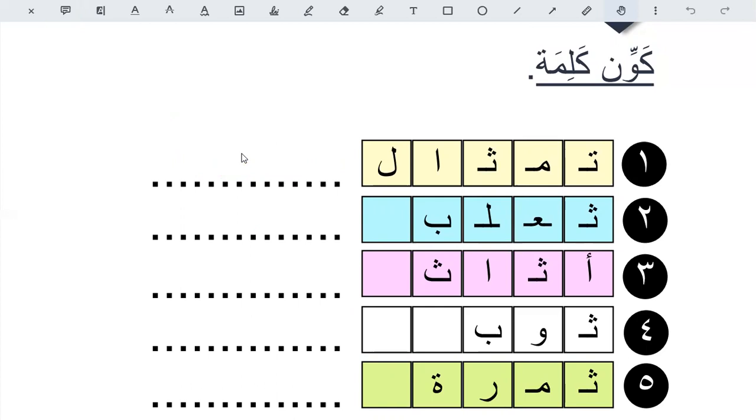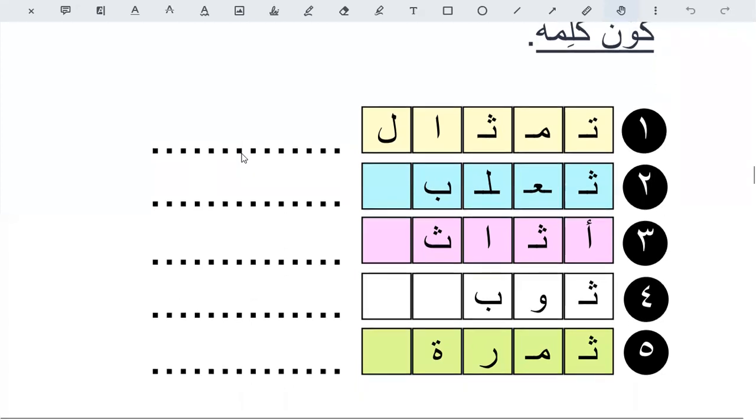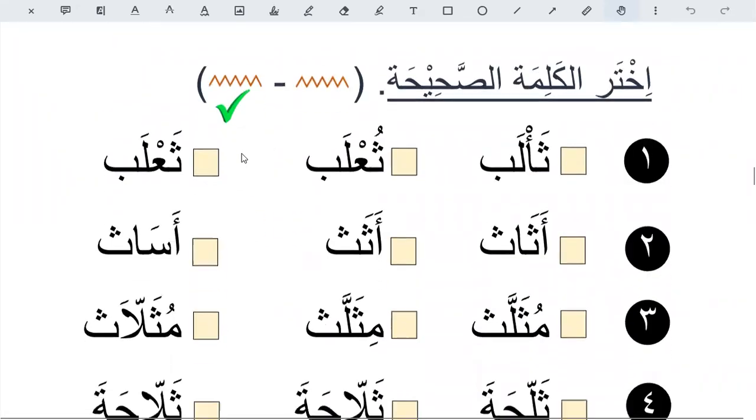Samra. Fruit. Okay. Samra means fruit. Then Rian. Timsal means statue. Good. Salab means fox. Good. Asas means furniture. Soap means dress. Samra means food. Good.